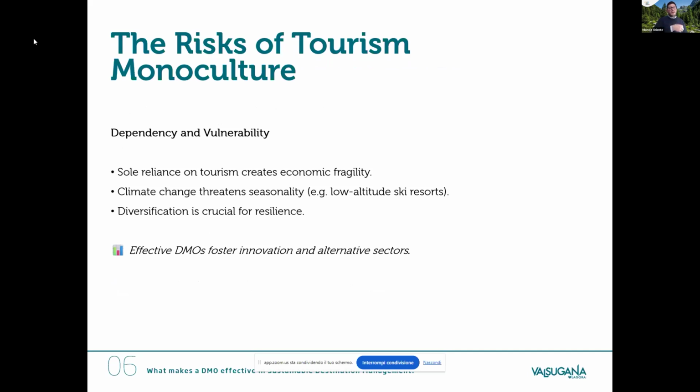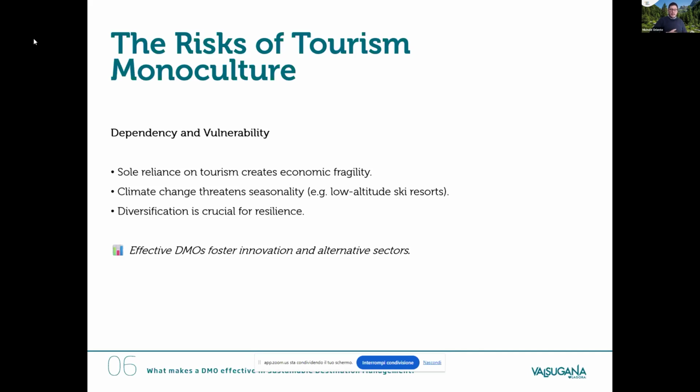When we talk about my colleagues that work in this sector, this is a big problem. For example, Val di Fassa, for example, Garda. The monoculture is a problematic dynamic, and it's due to economic dependence.